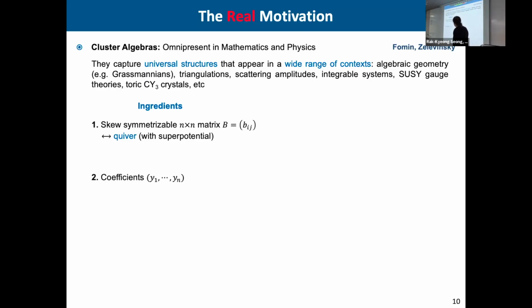It has coefficients, one for each node in your quiver. Then they have other things which are called clusters, which is, again, one for each node in the quiver. Right? And then there are transformations of these things.